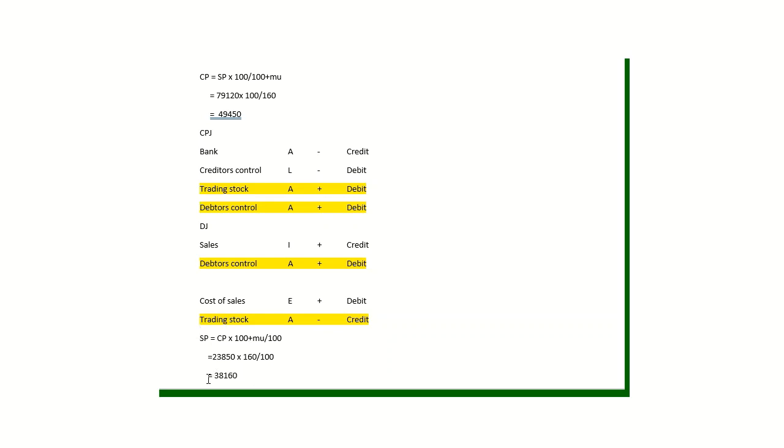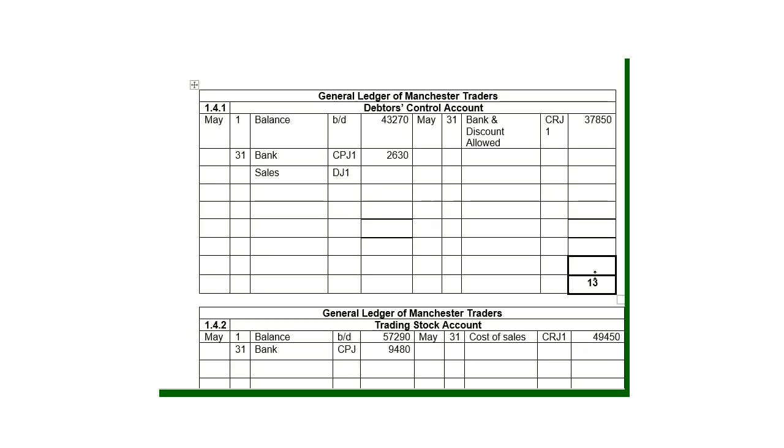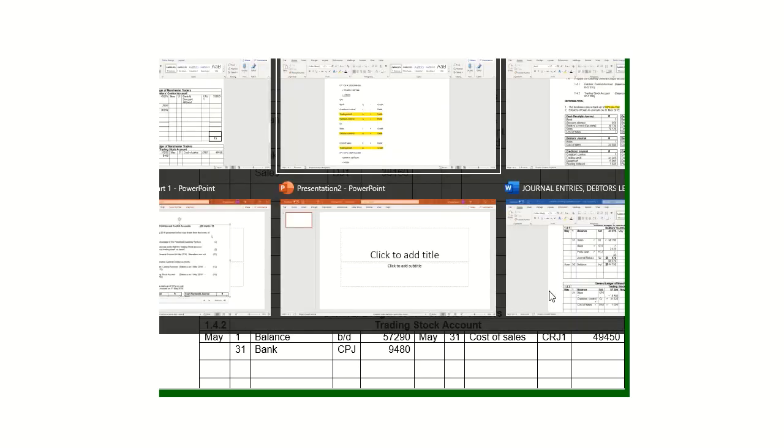Always make sure if you're working out selling must be more than cost. So if I got less, means I used the wrong formula. I must just change that part. But the selling price, 38160. So it's 38160. Okay, so I've done the first bit.